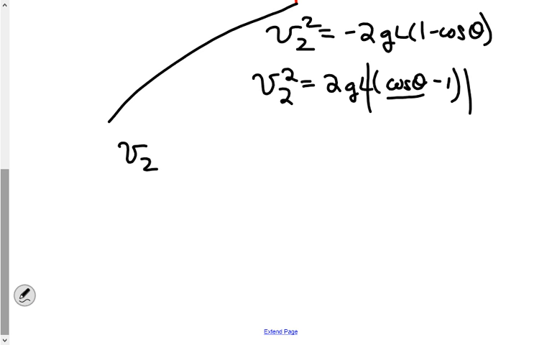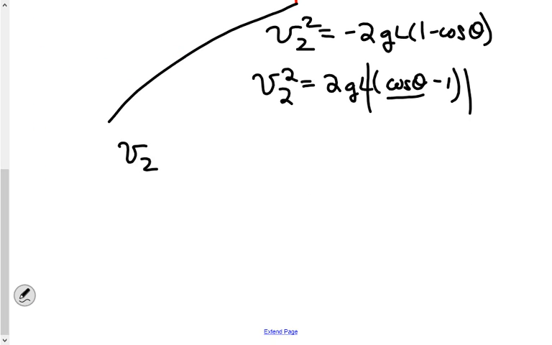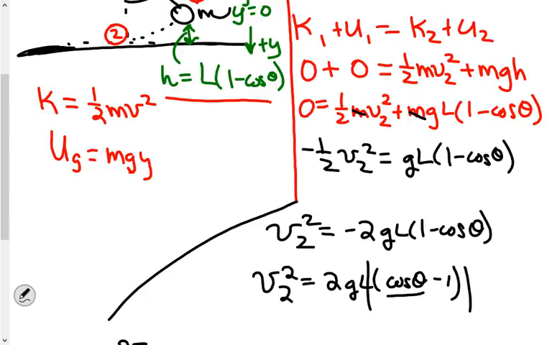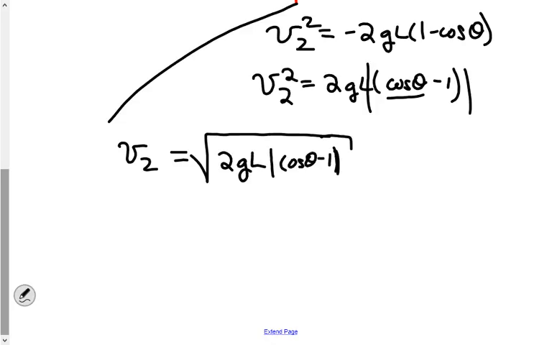I think the problem is that y needed to be positive going up. I think that's what the problem is. I think we should not have done that, but I was trying to salvage the situation. So we're just going to take the square root of that. What was L? 2 meters.